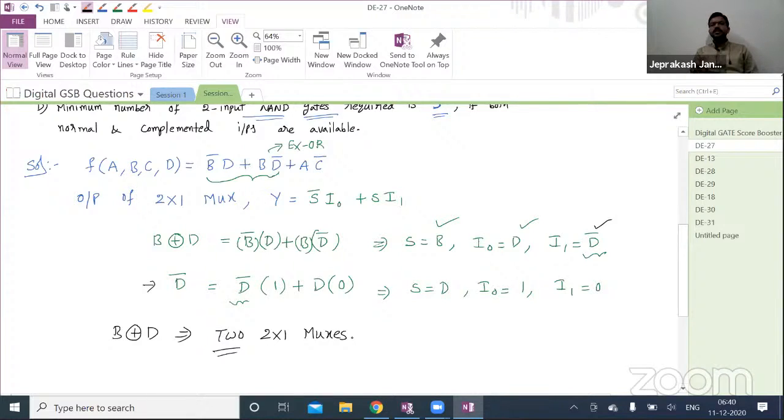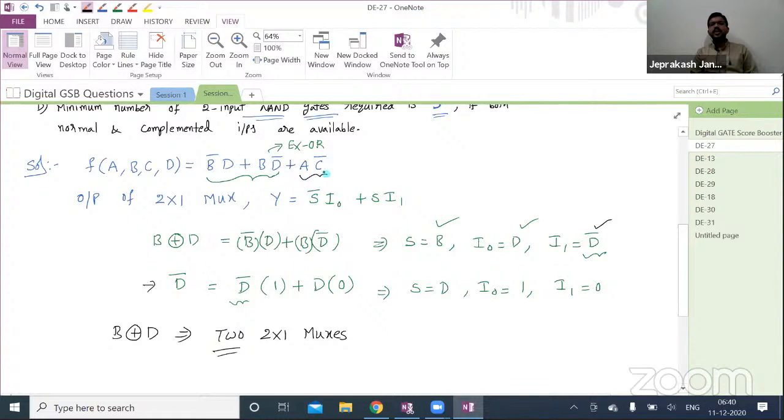So you have to be very careful while answering questions related to the minimum number of logic gates or minimum number of muxes, etc. Please read the question carefully, whether the complement inputs are available or not, whether the inverters are allowed or not. If they are allowed, then based on the context, the answer will vary. Up to this particular expression, we got that we require two 2 by 1 muxes.